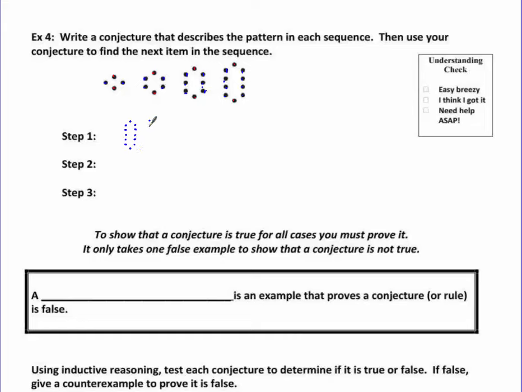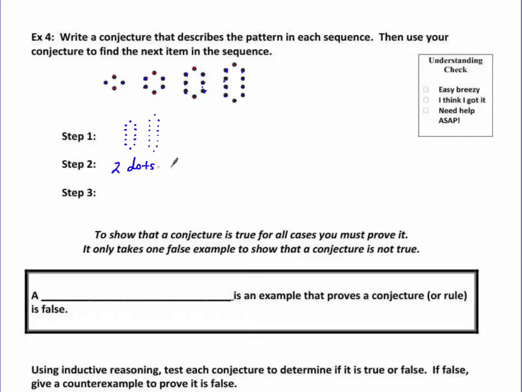I'm going to do 6. 1, 2, 3, 4, 5, 6. 1, 2, 3, 4, 5, 6. 1 on top, 1 on bottom. So it looks to me like either a dot is added to each side, or maybe 2 dots are added to the center, and that's what I kind of think it looks like.